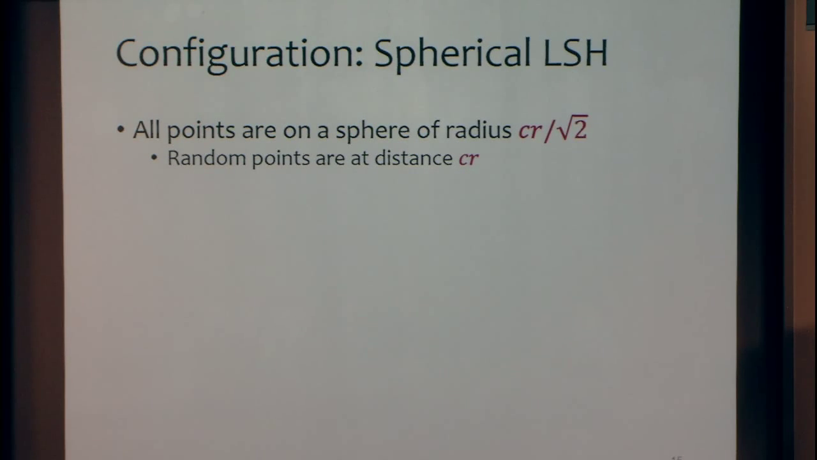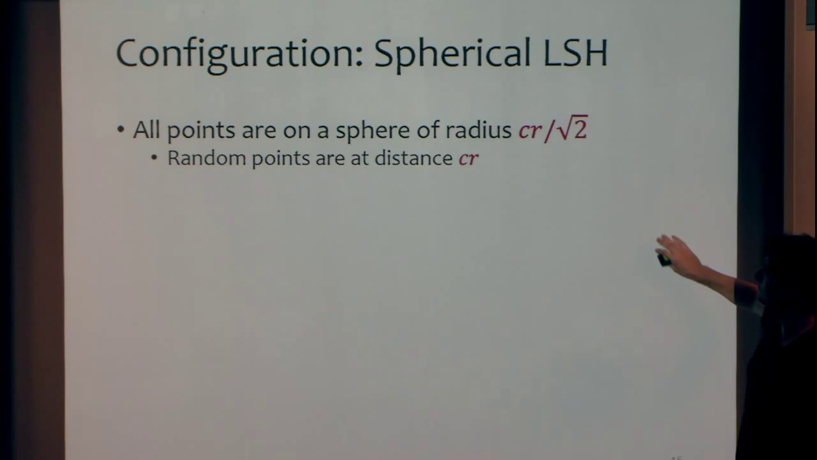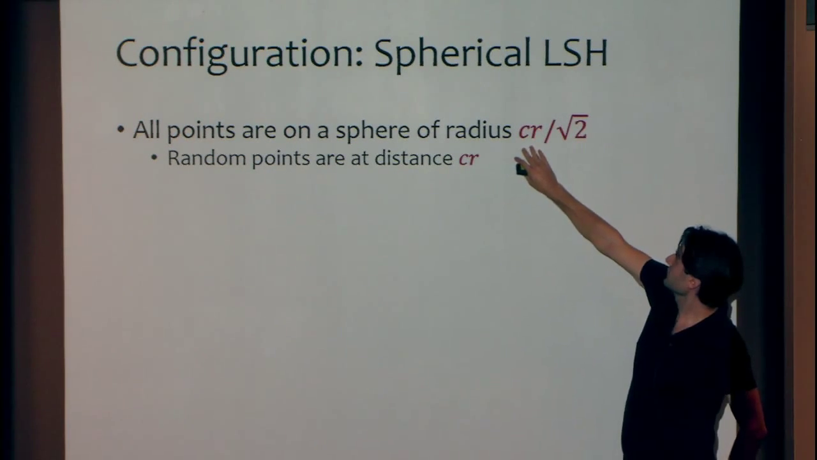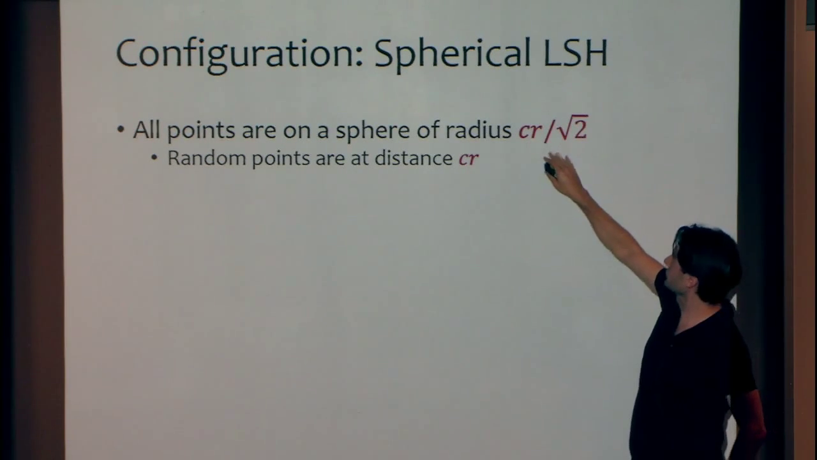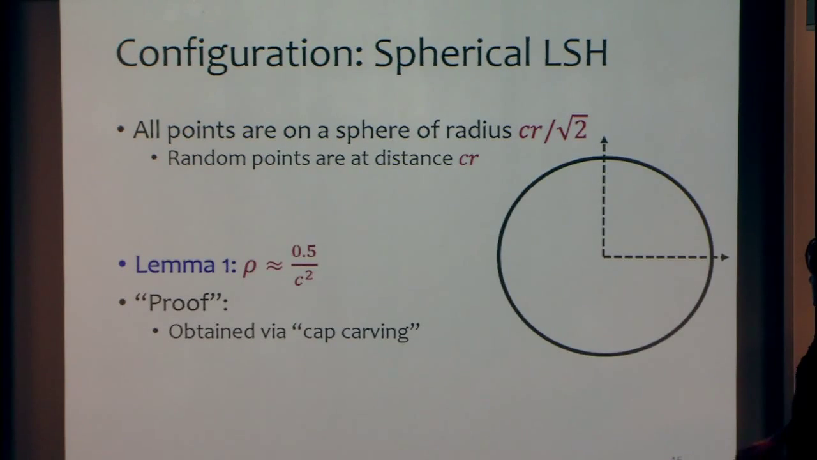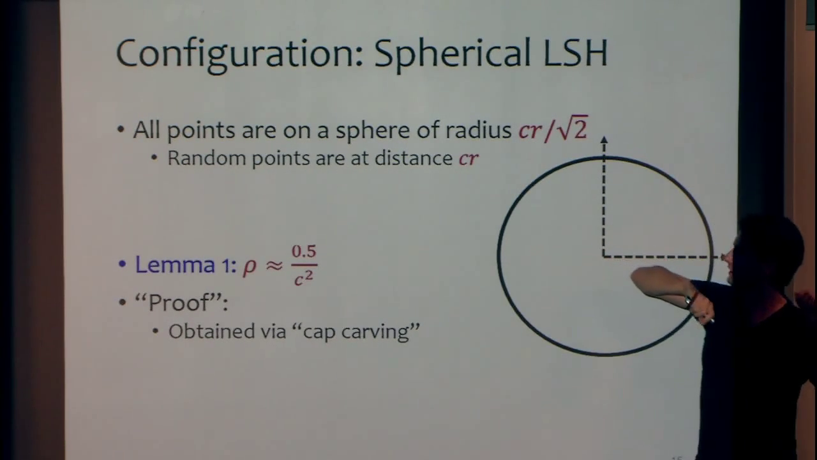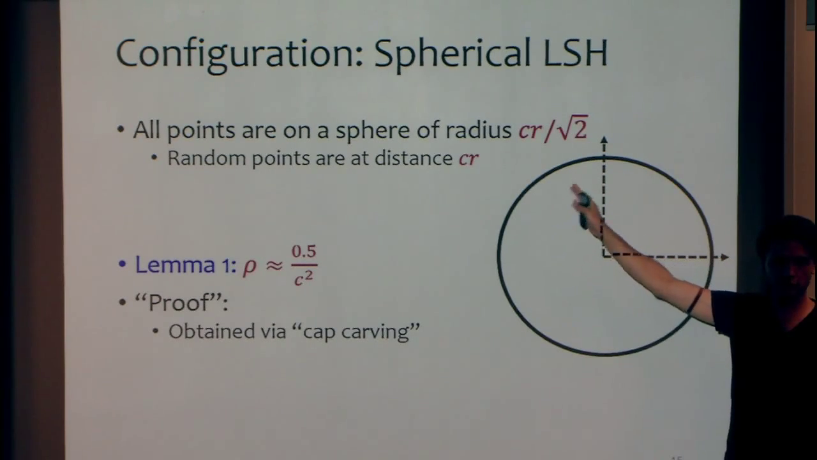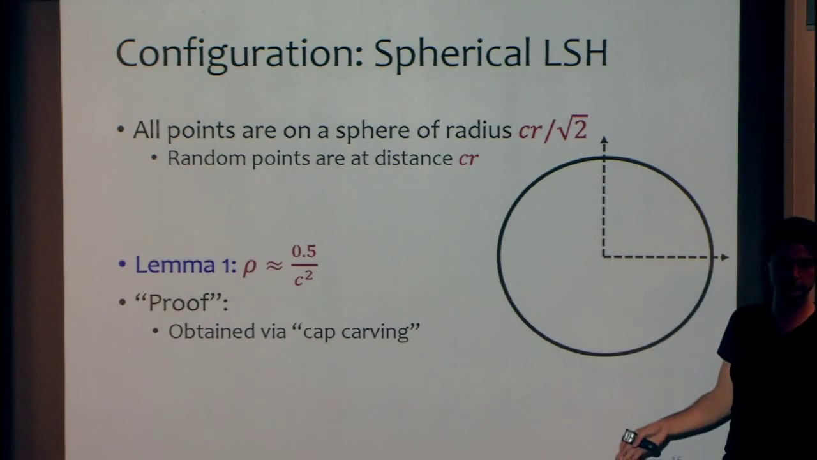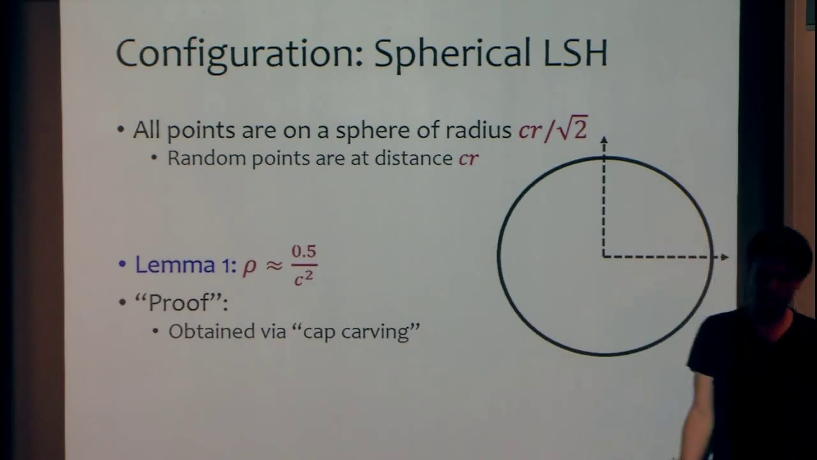Okay, so assume we have the following setting. All the points are on a sphere of radius CR divided by root 2. So this is the sphere. Think of CR as the distance between a far pair. Why CR by root 2? Because if you take two random points on such a high-dimensional sphere, then the points will be roughly at distance CR.